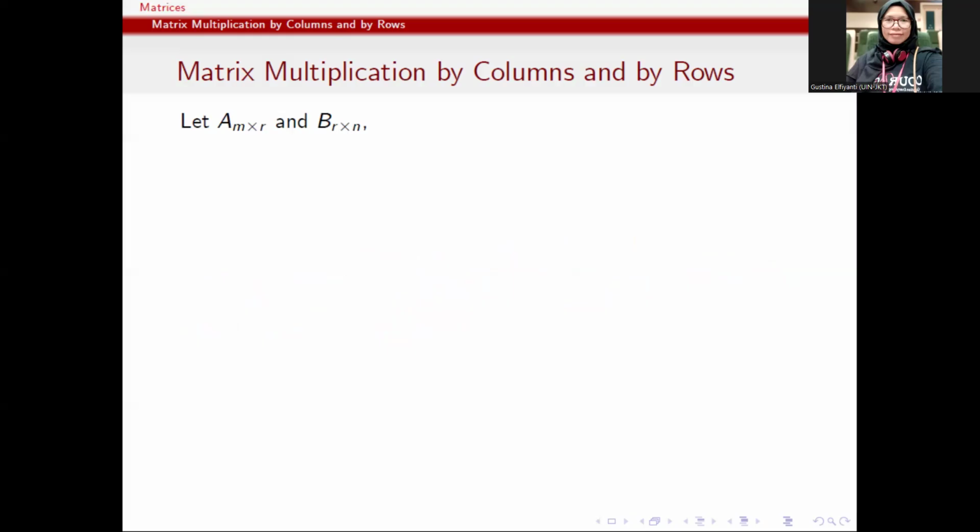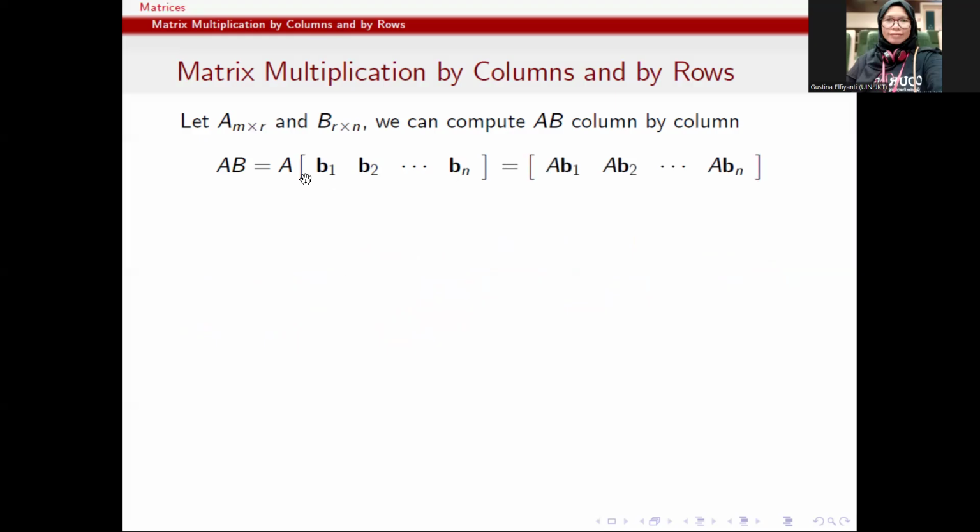Let's say we have A is an M by R matrix and B is an R by N matrix. We can compute the product of AB column by column. So we write B in its column vectors. So the product of AB is this matrix, where each column of the product is the product of A with the column of B.